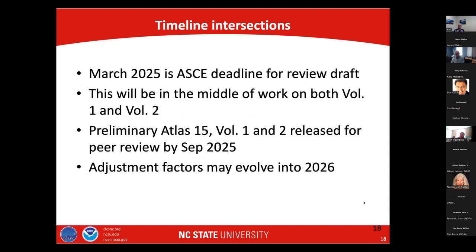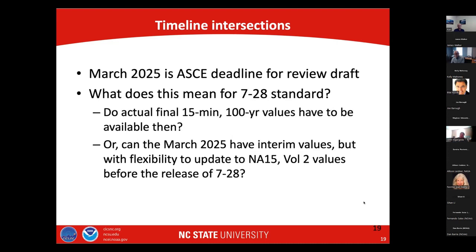Adjustment factors may evolve into 2026 based on continued research on my end and potentially in response to review comments. So what does this mean for the 728 standard? Well, a couple of questions immediately arise, and these came up in our recent future projections subcommittee discussions in Boulder.